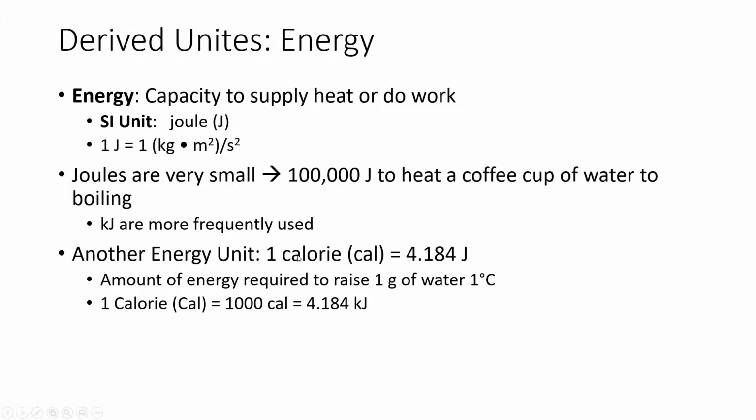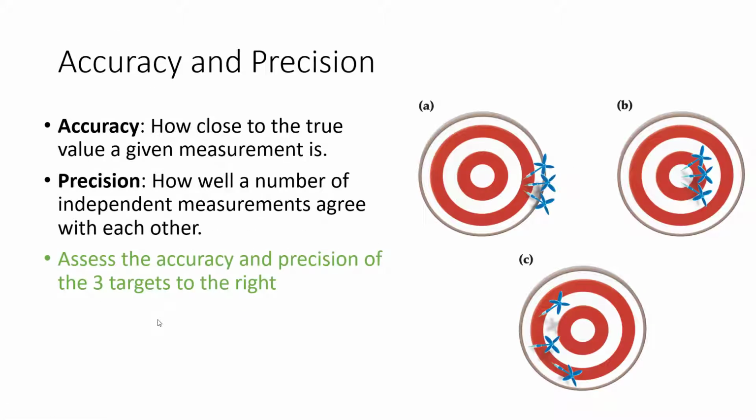Another energy unit is the calorie. One calorie is equal to 4.184 joules, and it's defined as the amount of energy required to raise 1 gram of water by 1 degree Celsius. The Calorie with a capital C, which is super confusing, lowercase c for calorie, uppercase C for capital Calorie, is equal to 1,000 calories. Basically it's a kilocalorie, equal to 4.184 kilojoules. These uppercase Calories are the ones we're actually talking about when we're discussing the calories of food.